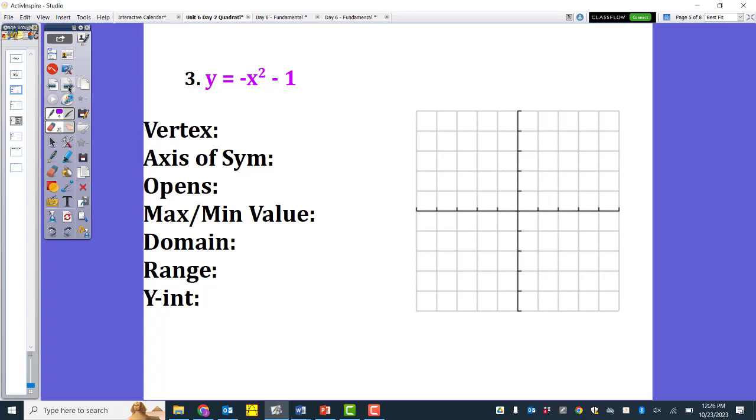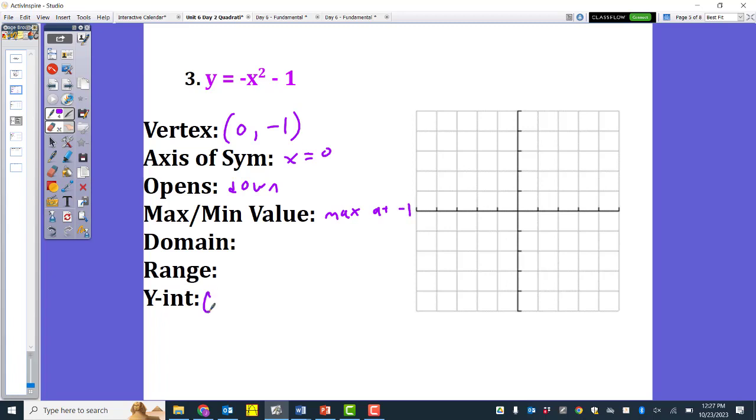All right, welcome back. So vertex. In this case, the h of the vertex is going to be 0, because there's no parentheses, comma, negative 1. Axis of symmetry at x equals 0. The a is negative, so it's going to open down again. That makes it a maximum at, and then just the y value of the vertex, so at negative 1.